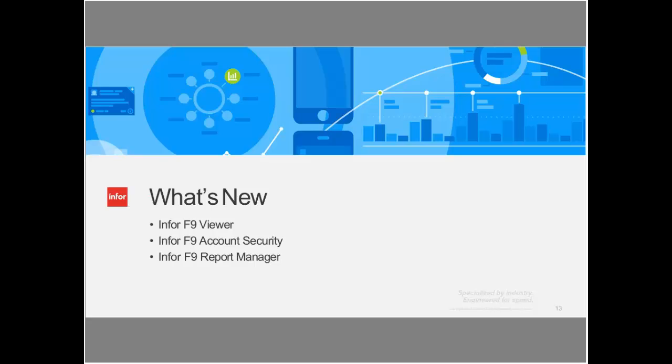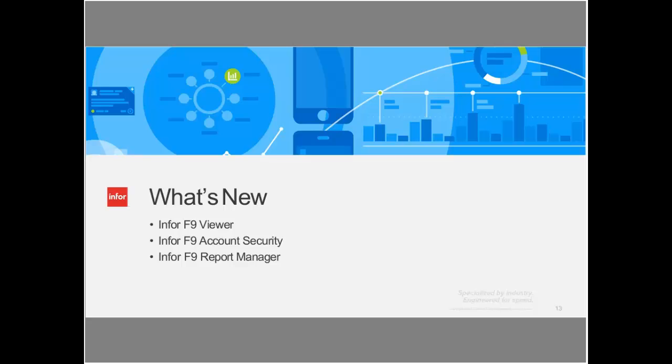With the viewer, typically you want to limit data access for some accountants, some decision makers. You may not want some people looking at specific accounts or specific companies or specific departments. You can apply role-based security on F9 reports or F9 data using F9 account security.